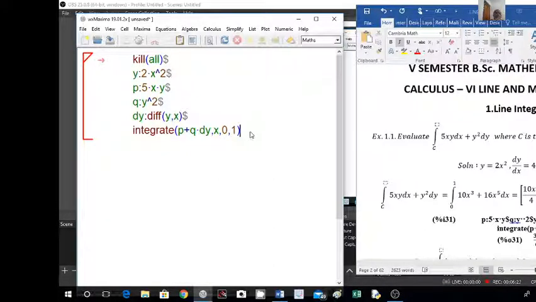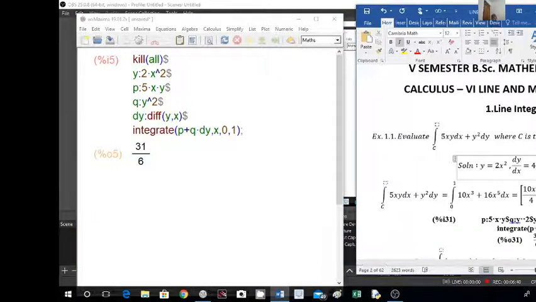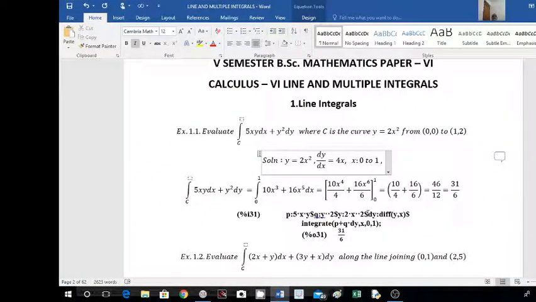Okay, put semicolon here. Right, now I will execute. So executing this program, shift enter. Yeah, I am getting 31 divided by 6, which is my answer. Right. So next we go for the next example.